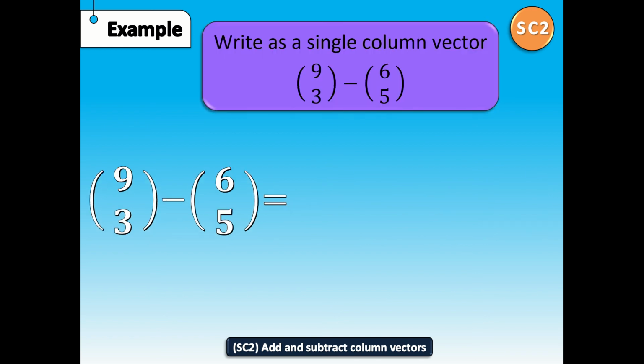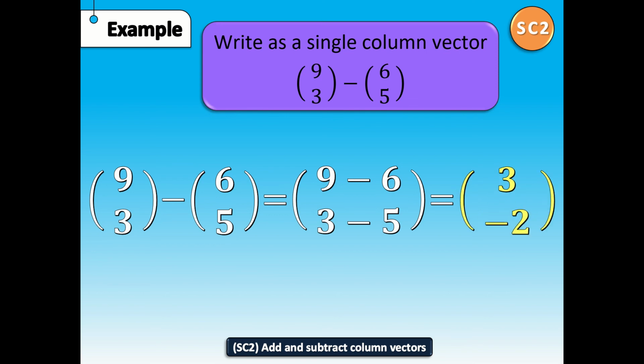For this question, we want to write as a single column vector 9, 3 take away 6, 5. So we subtract the top two numbers and we subtract the bottom numbers. So our answer is 3, minus 2.